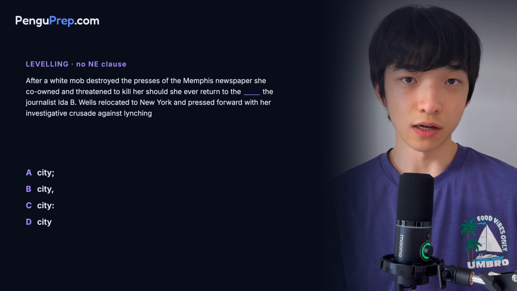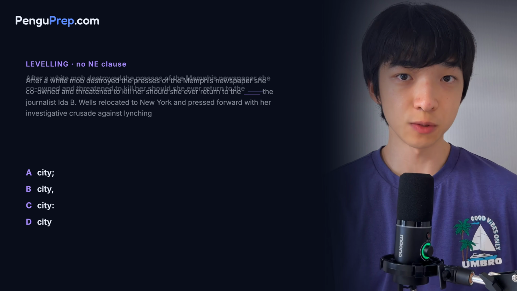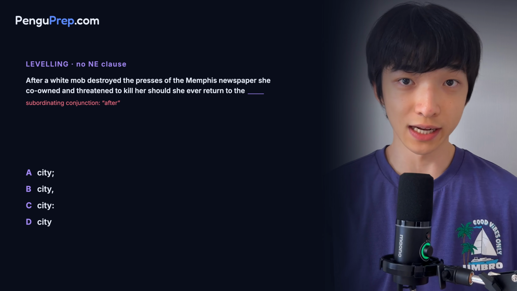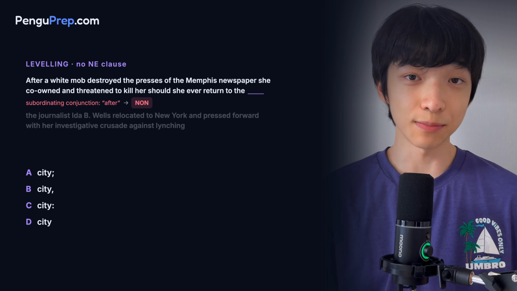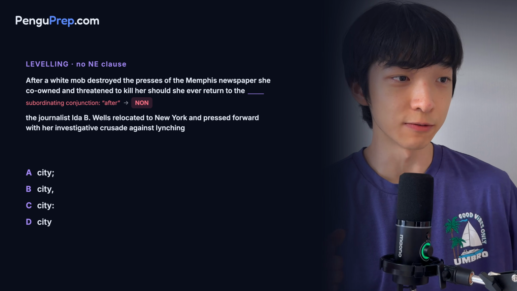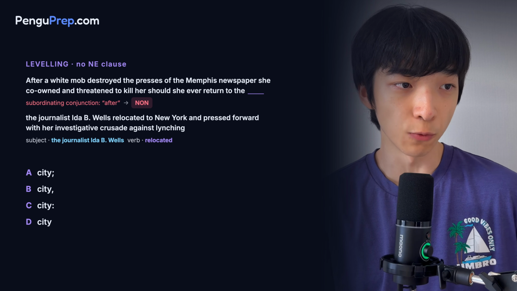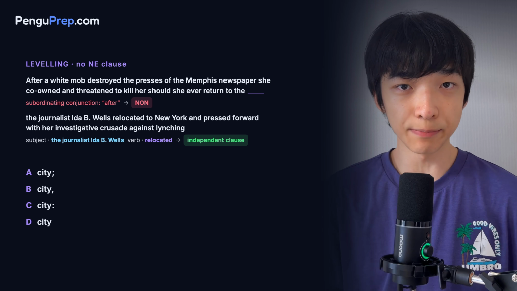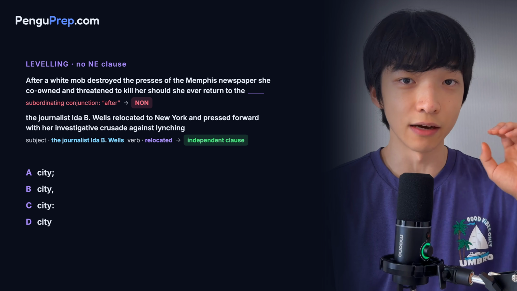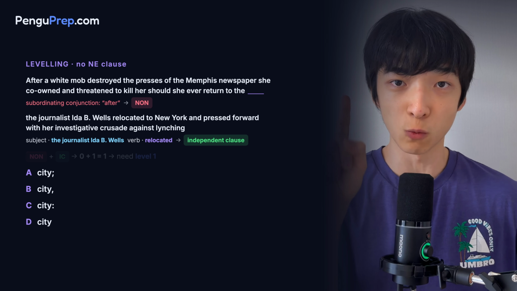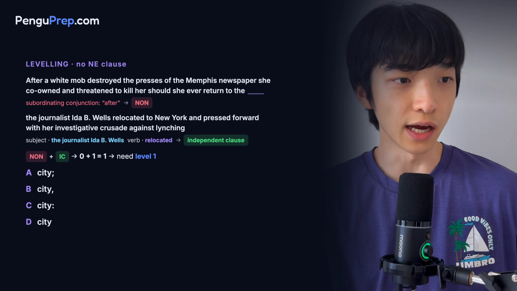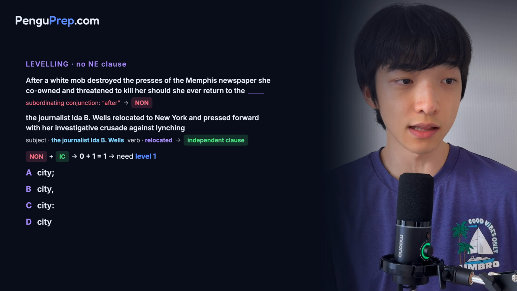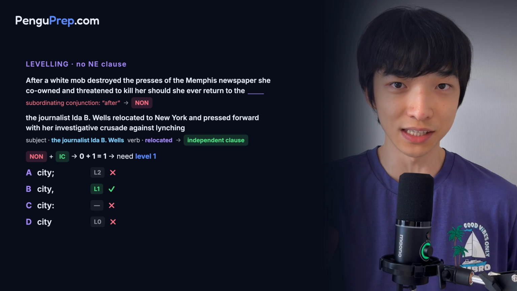There's no non-essential clause here, so this is a leveling problem. The first piece is a non because of the subordinating conjunction "after." The second piece is an independent clause because the main subject is the journalist Ida B. Wells and the verb is "relocated." So there's a non and an independent clause, which means that we need a level 0 + 1 equals a level 1 punctuation. Now going through the options, the only option that supplies the level 1 is B, so B is the correct answer.